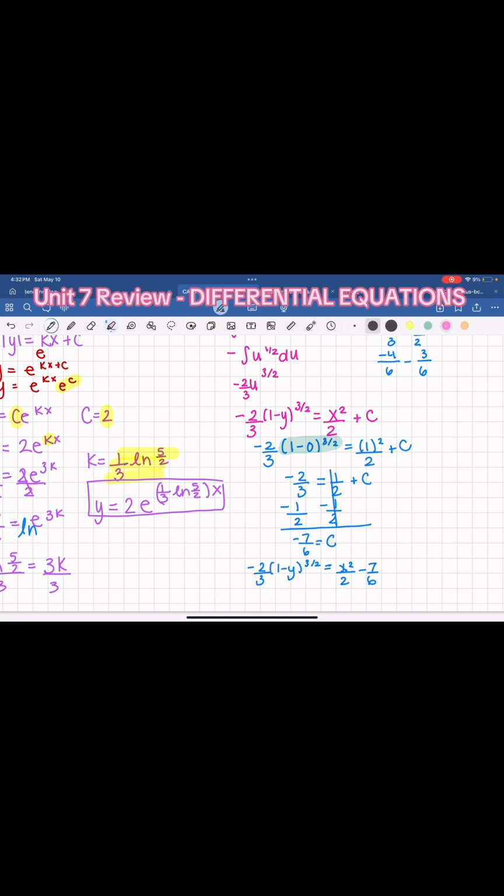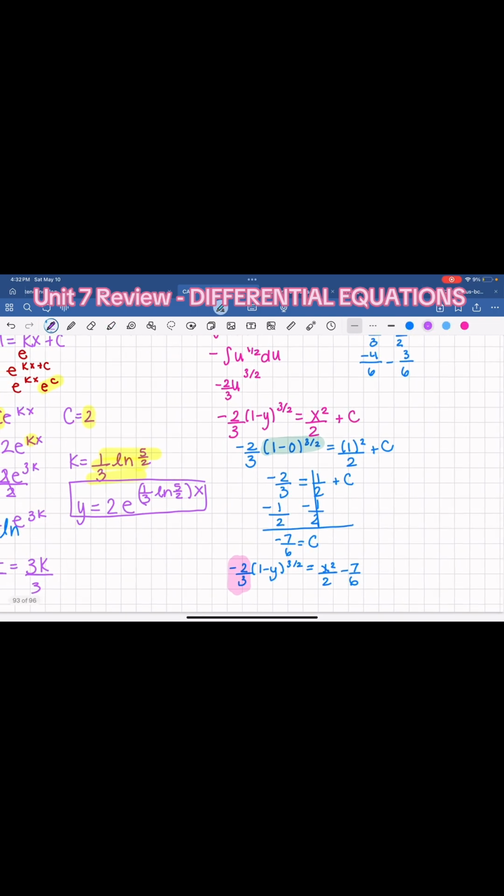I am going to multiply both sides by the reciprocal. I am going to have to finish it over here, and I'll do a different color so it stands out. So I am going to multiply both sides by negative 3 halves to get rid of the fraction. And we're going to be left with 1 minus y to the 3 halves equals x squared over 2 minus 7/6 times negative 3 halves.